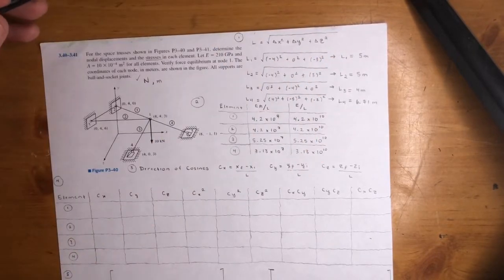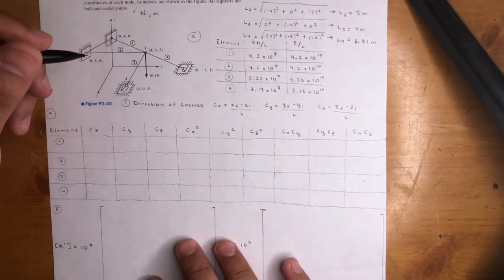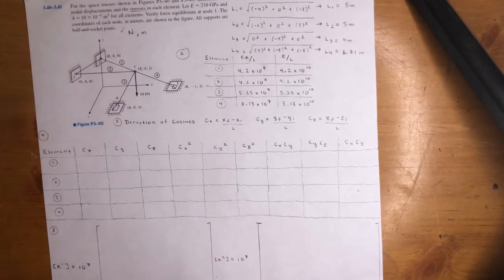So now that we got that, we're doing direction cosines. Now, if you remember in 2D, we use angles. We get the angle, then we get the cosine, then the sine, then cosine squared, cosine times sine, all that good stuff. Now, you can't use angles here in 3D because it's a little bit more complicated to see, right? But direction cosines are the same thing.